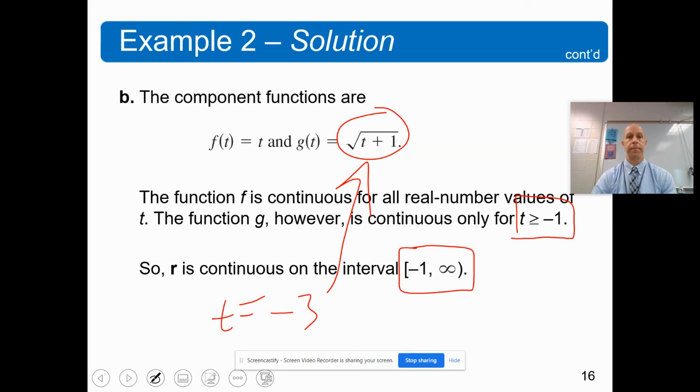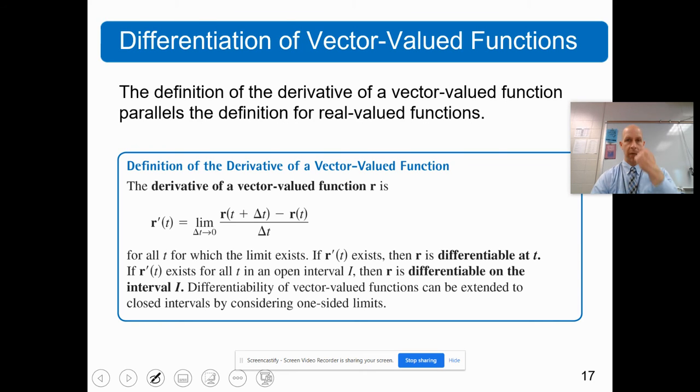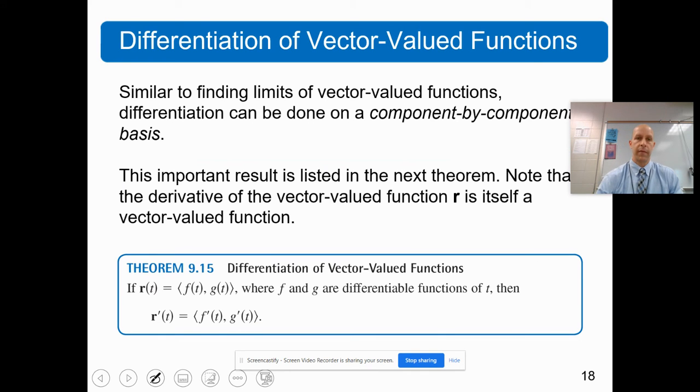All right, so let's talk about the derivative. The definition of the derivative for a vector valued function parallels the definition of a real valued function, so this is really nice. For a vector valued function r of t, the derivative is just the limit as delta t goes to 0 of r of t plus delta t minus r of t, over delta t.